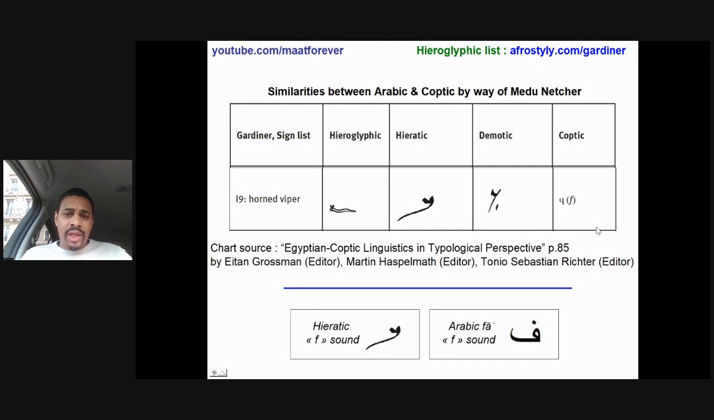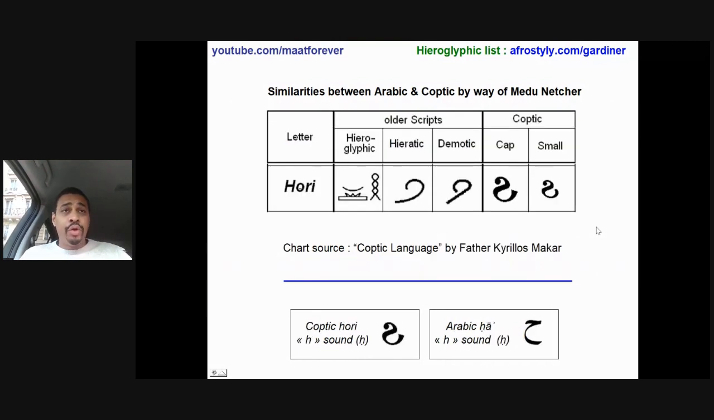That was the second example. And now, third example. This time, the source for the chart is different. It's from a work or book. It's actually a PDF called Coptic Language by Father Krylos Makar, or you can just simply type Krylos Makar. Father is, of course, a title.